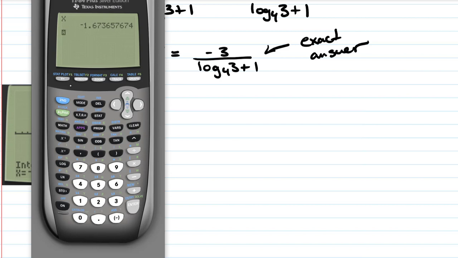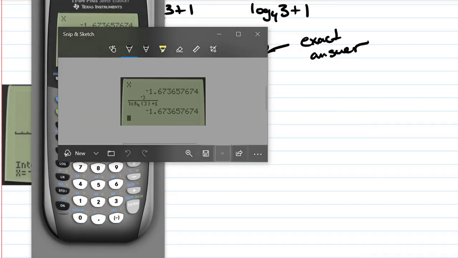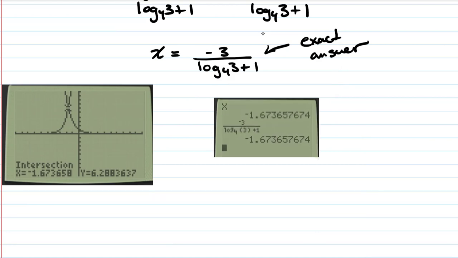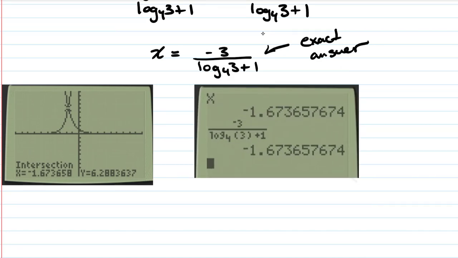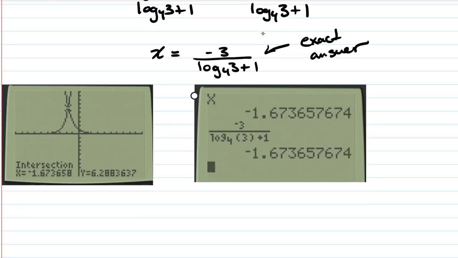Well, let's compare that to the exact answer that we found. We had negative 3 over the logarithm base 4 of 3 plus 1. And we'll notice we get exactly the same answer. So we can verify that we got the correct answer on our calculator by checking and comparing the decimal approximations to our exact answer that we found.